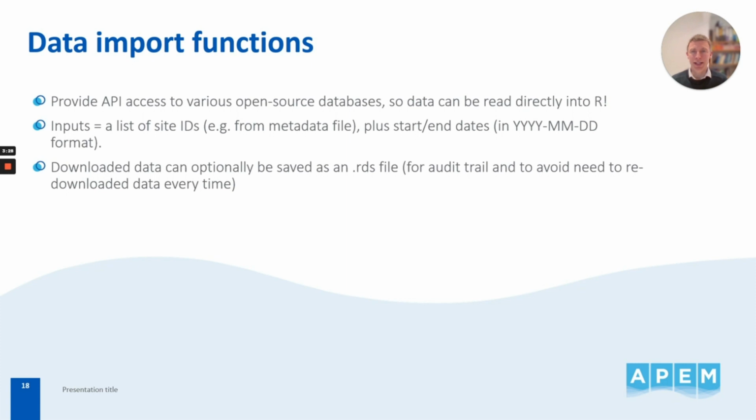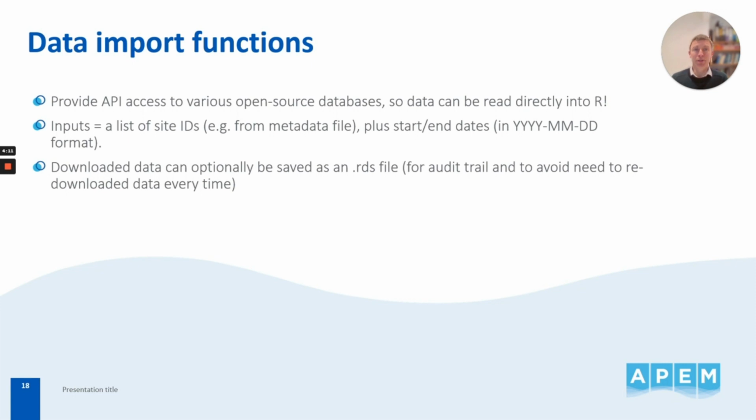These different data import functions available within the HE Toolkit all provide API access to various open source databases. So an API is an application programming interface. You can think of it as a data pipeline that gives us direct access to a remote database and allows us to suck that data directly into the R environment. Each function essentially requires as an input a list of site IDs, which we take from the metadata file, plus a start and an end date, which defines the temporal range over which we want to import data.